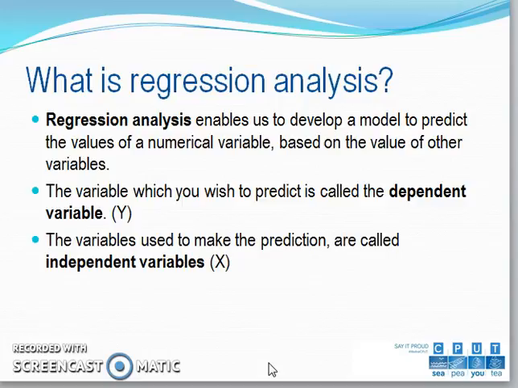Now, the definition in these notes says regression analysis enables us to develop a model to predict values of a numerical variable, so a variable that can be measured in terms of numbers, based on its relationship with, in other words, the value of another variable. What regression really does is tell us about the relationship between two variables. The one variable that we wish to predict, and by predict we mean we want to make an inference, to project what's going to happen to this variable, is called the dependent variable.